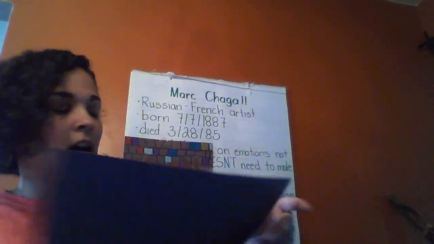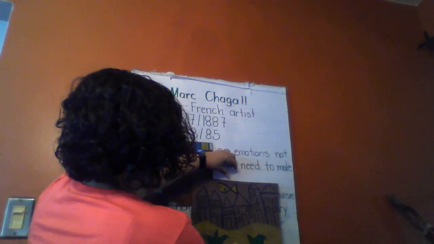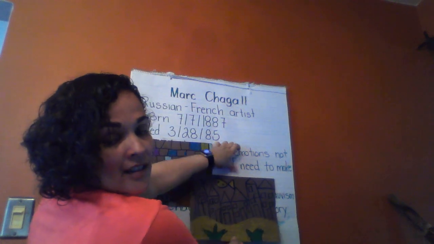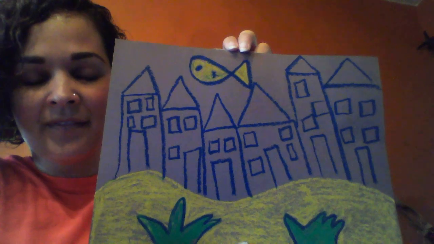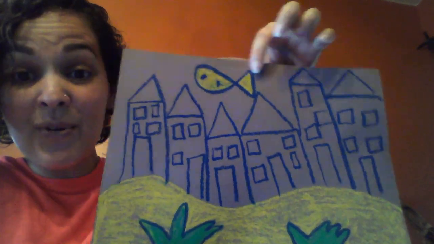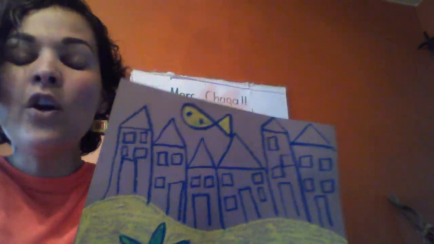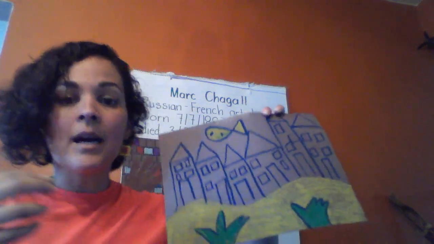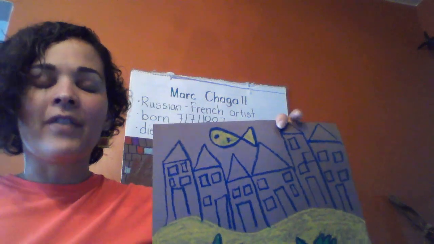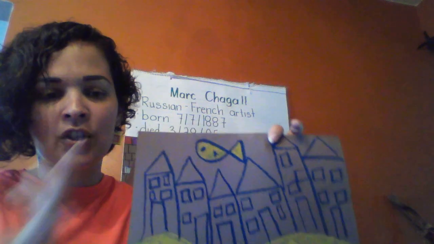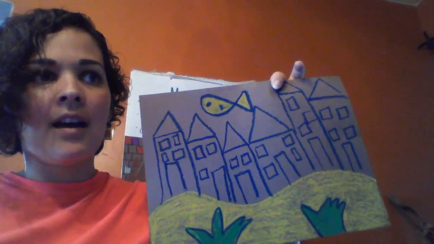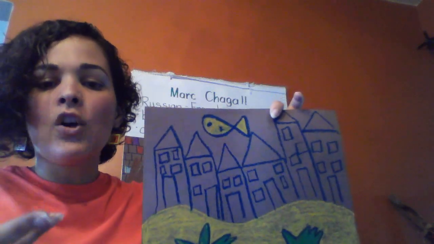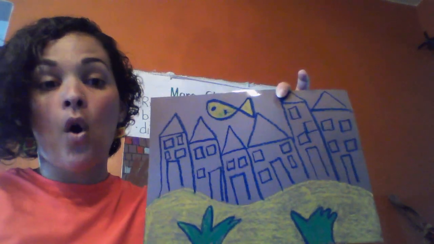What I like about his stuff too, if you can notice, here, let me show you first. What do you notice about that? If you noticed this fish up here, he always had something in his pictures that, for lack of better words, didn't belong, like a fish in the sky. All right. So that was kind of his signature, that he always had something that didn't belong somewhere.